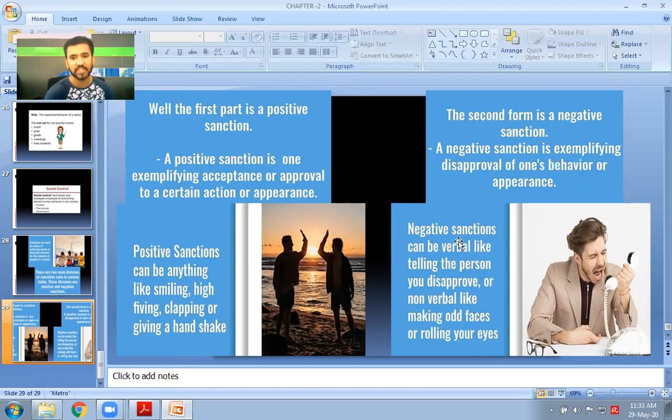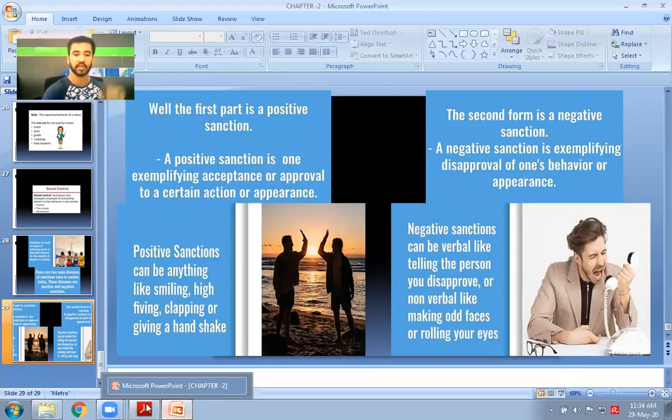And when we talk about the negative sanction, then it is the opposite. It is disapproval of anything. Negative sanction can be verbal, like telling the person you disapprove, or non-verbal, like making odd faces or rolling your eyes. It's something like informal social control that I've already discussed with you, right? Now look at that. This person is attending the phone and he's screaming at someone. So this person is expressing his anger or disapproval. So this is what positive and negative sanctions are all about, right?